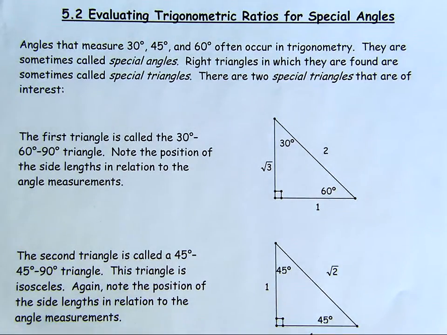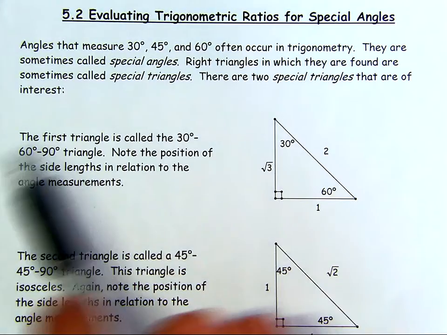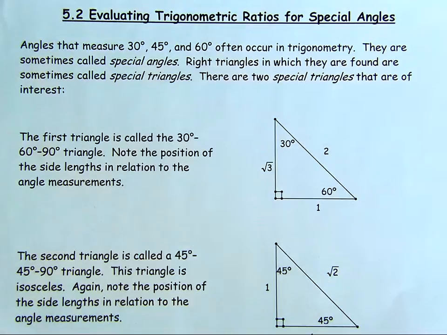Okay, so let's take a look at 5.2, evaluating trigonometric ratios for special angles. It says angles that measure 30, 45, and 60 often occur in trig. They're sometimes called special angles, and the triangles that involve those angles are called special triangles. There are two special triangles that are of interest.